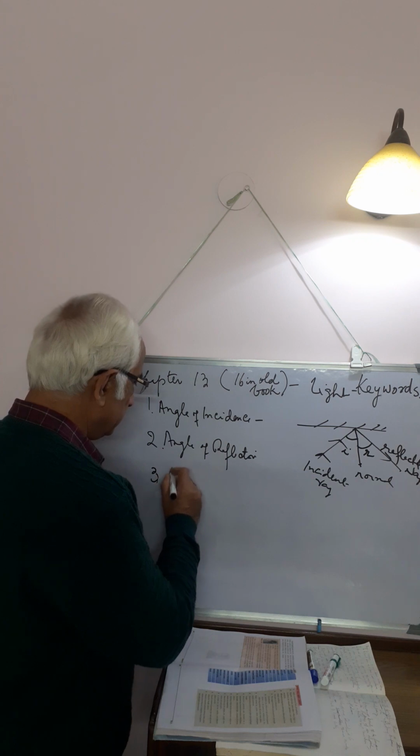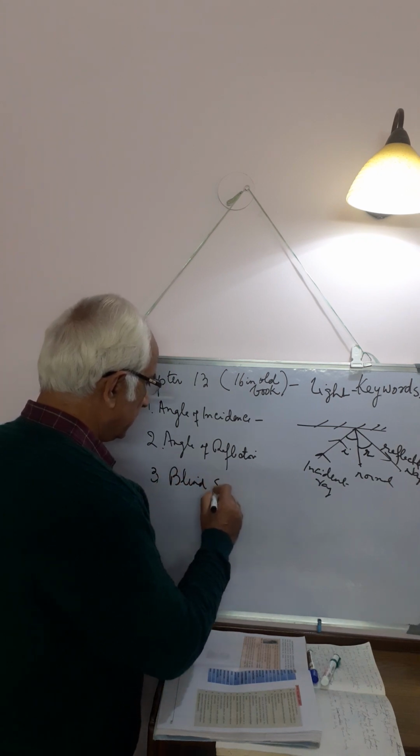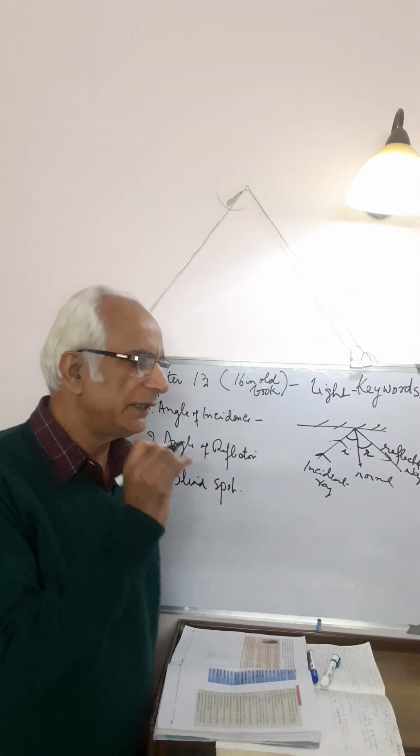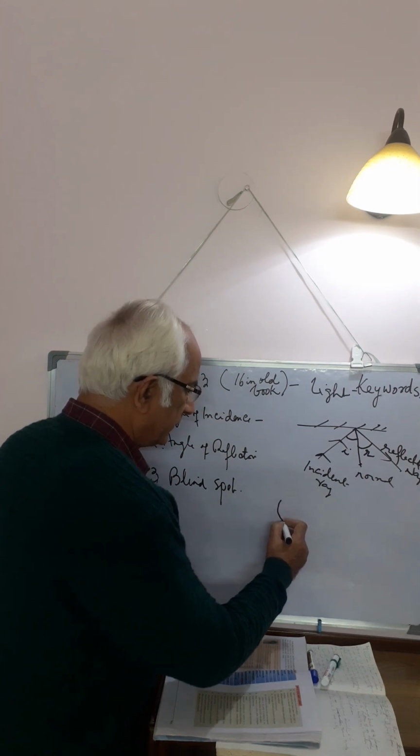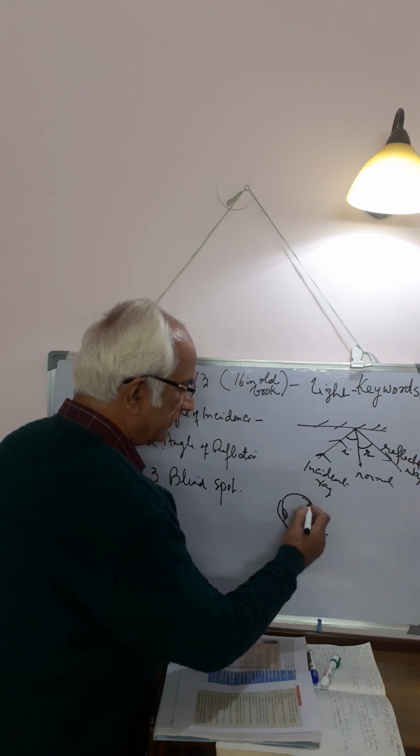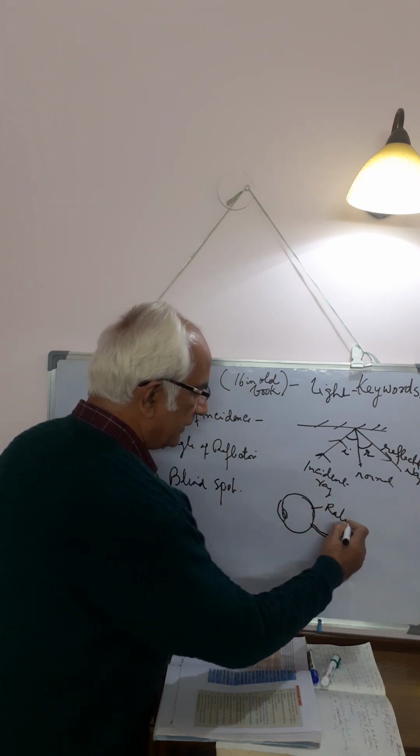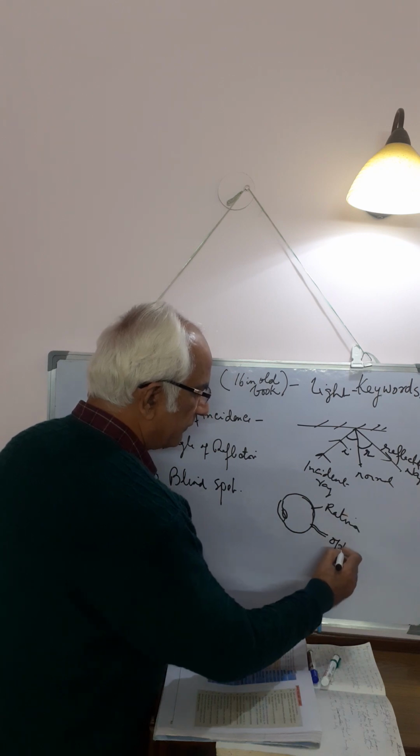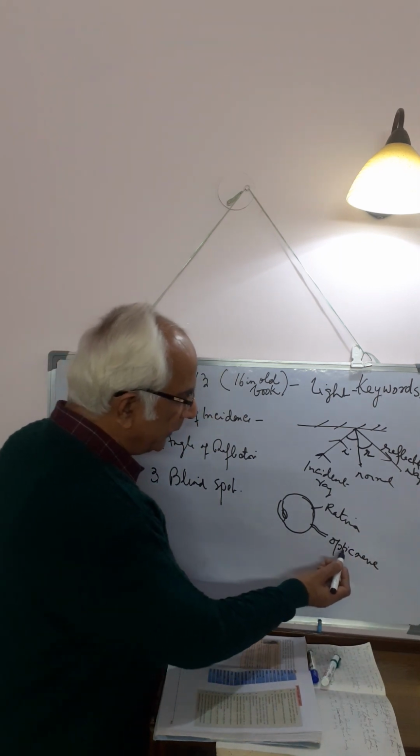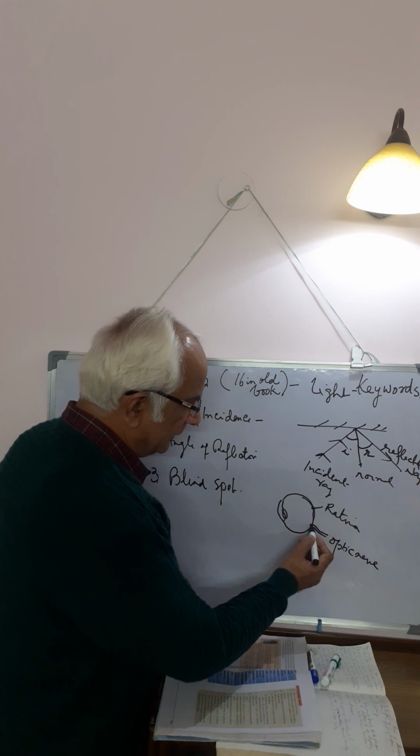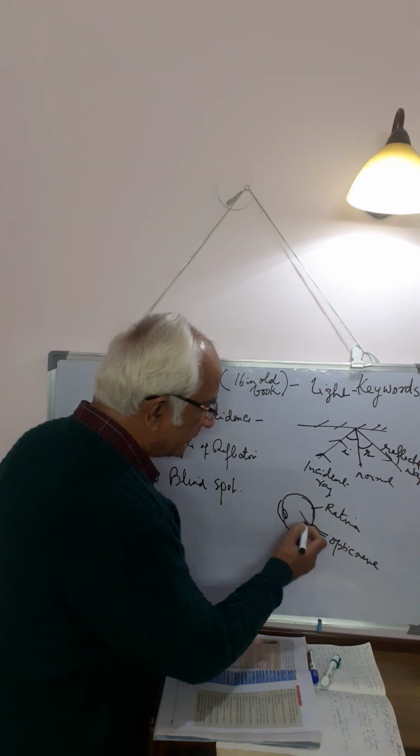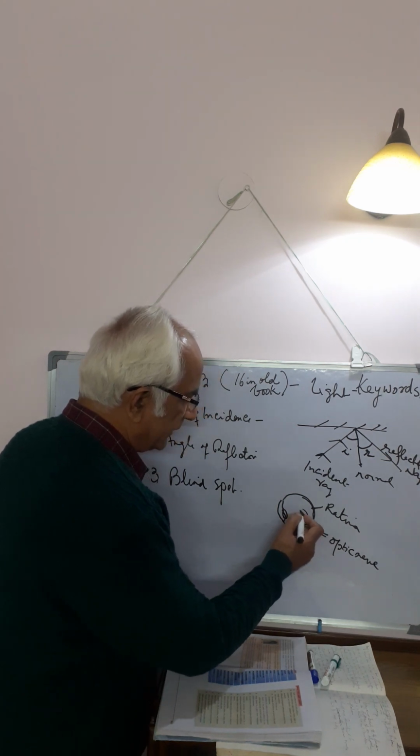Blind spot. This is the point in our eye. This is our eye. This is the lens. This is the optic nerve. This is retina. Retina, optic nerve. The point where the optic nerve joins the retina, that is called the blind spot. And even the blood vessels enter into the eye through this point.